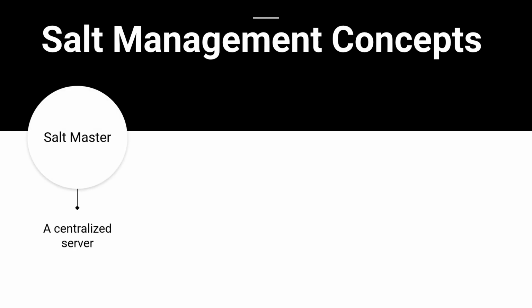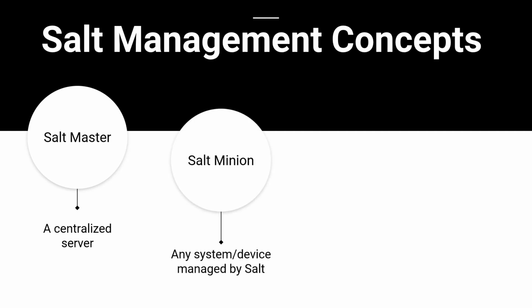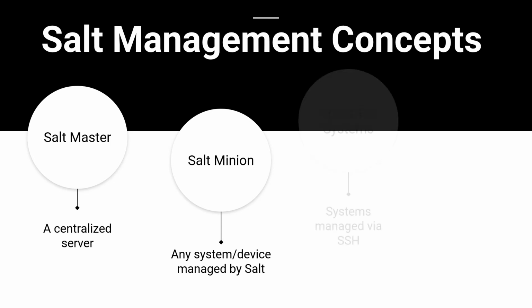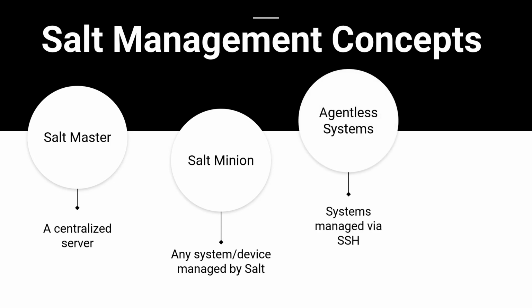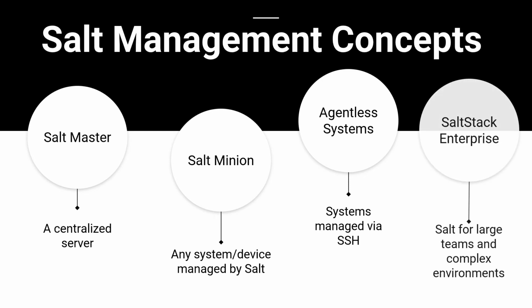Now that we've learned about some of the features of Salt, let's turn our attention to some of the basic Salt management concepts. A basic Salt implementation consists of the following components: a Salt master, which is a centralized server to manage systems; Salt Minion, any system or device managed by Salt; agentless systems, systems managed via SSH with the Salt SSH model; and SaltStack Enterprise, Salt for large teams and complex environments. Let's look at each of these components in more detail.